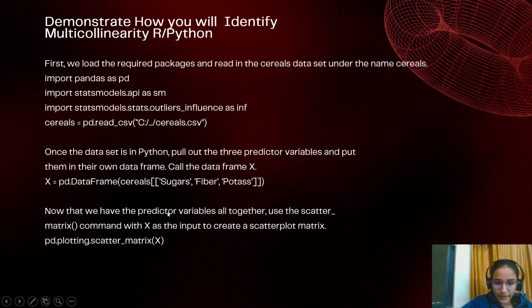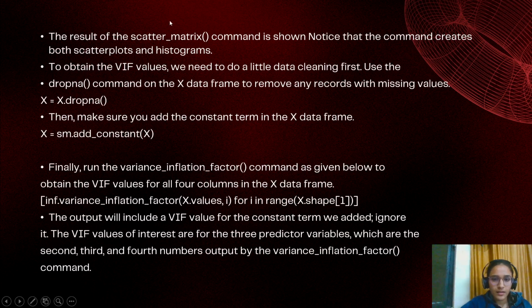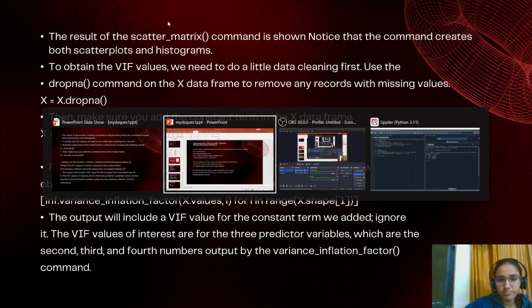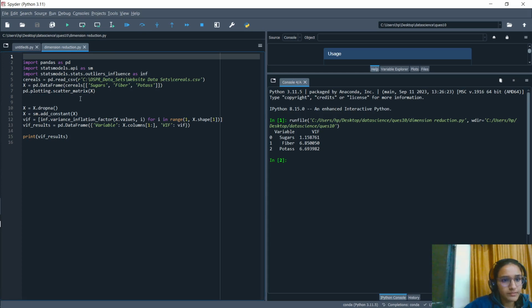Now that we have the predictor variables all together, we will be using the scatter_matrix command with X as input to create a scatter plot matrix. This is the command we will be using to create a scatter plot matrix. Let's execute the code. So this is the code.